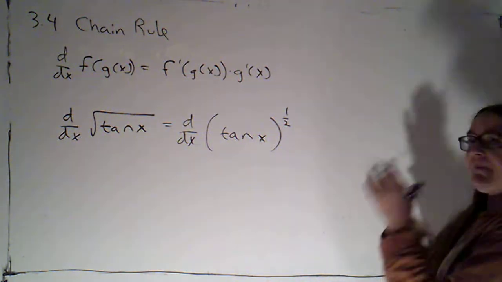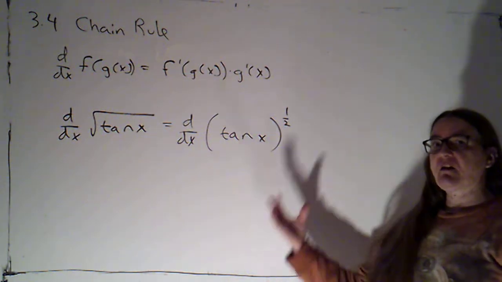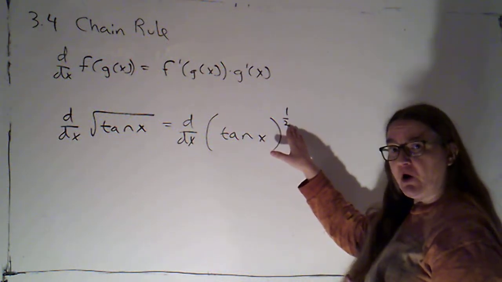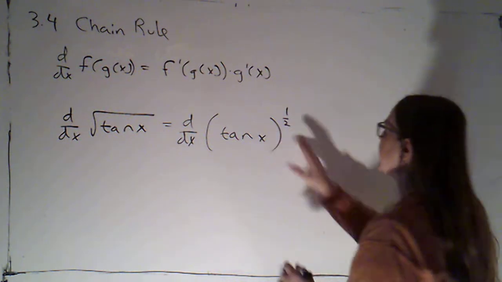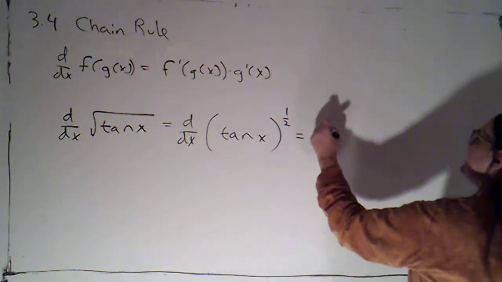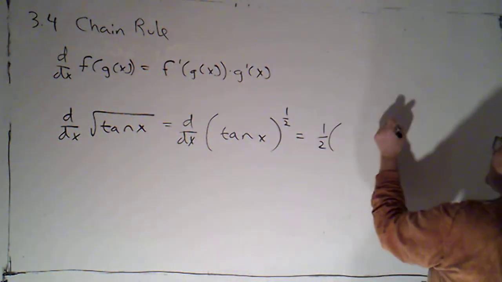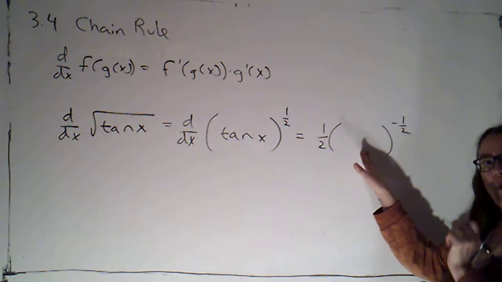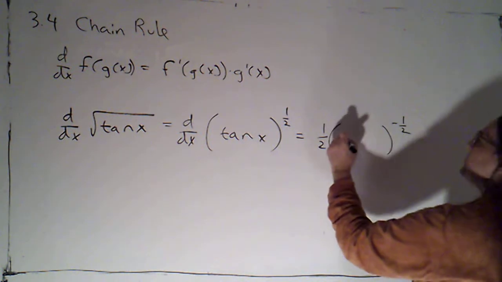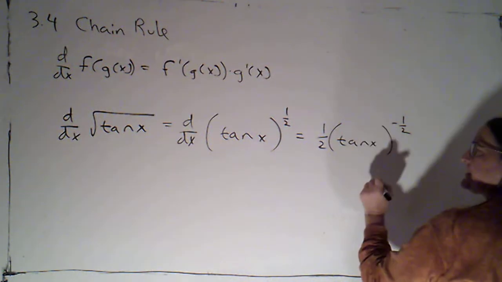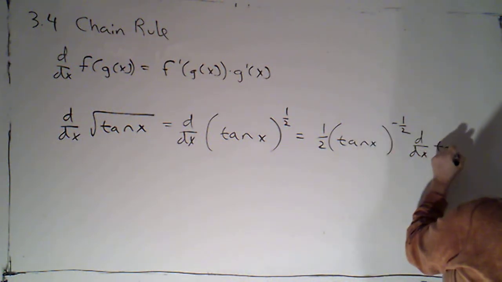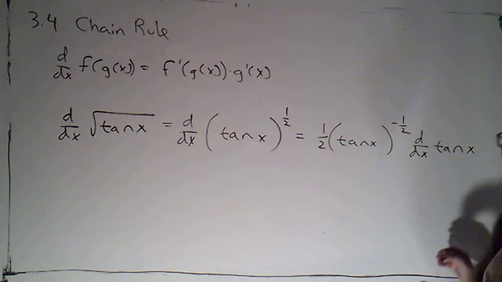And now I basically work my way from the outside in. I'm going to take the derivative of the square root part first, okay? And so I'm going to say, okay, that's going to be 1/2 of my input to the negative 1/2. But what was I plugging into that 1/2 power function? What I was plugging in was tangent of x.